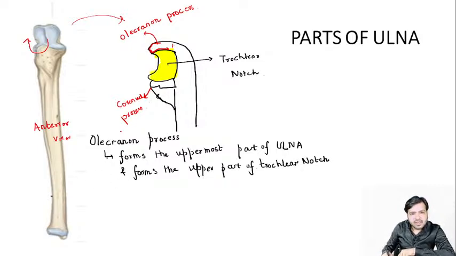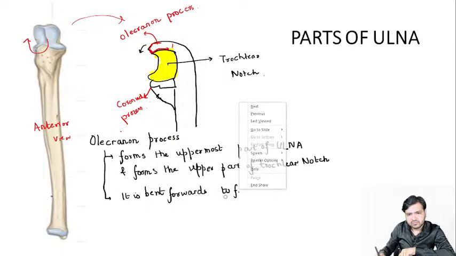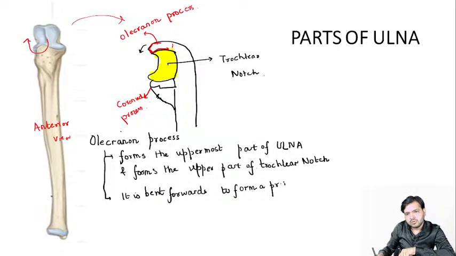Now remember, guys, that it is bent forwards. This olecranon process is bending forward. It is bent forwards basically to form a prominent beak, to form a prominent beak.